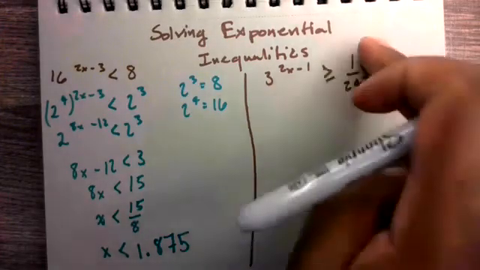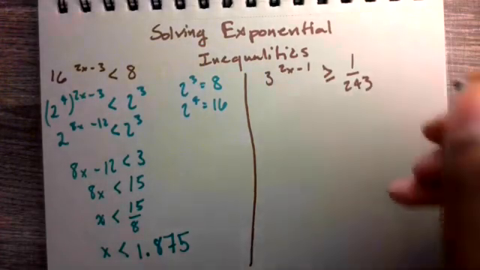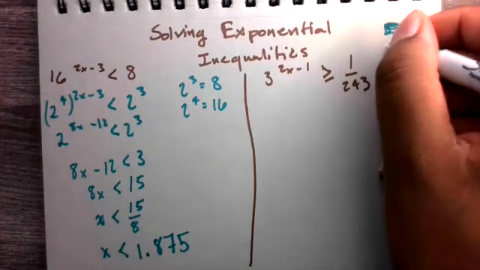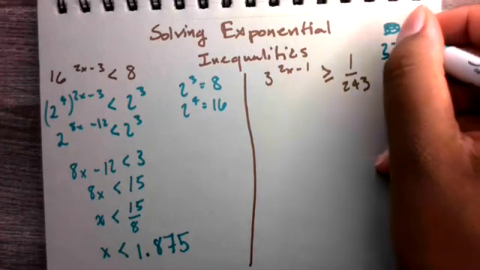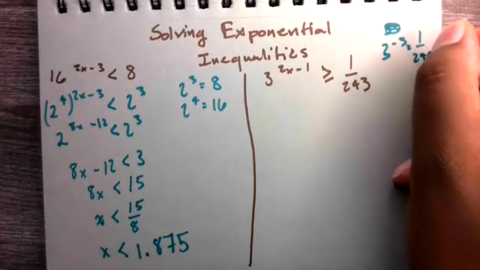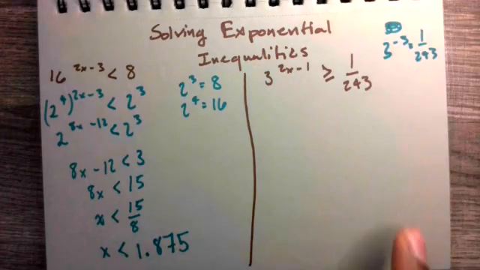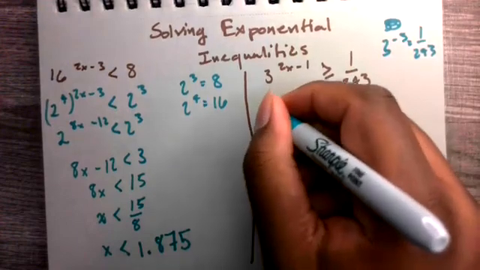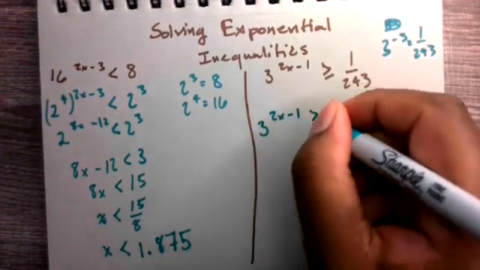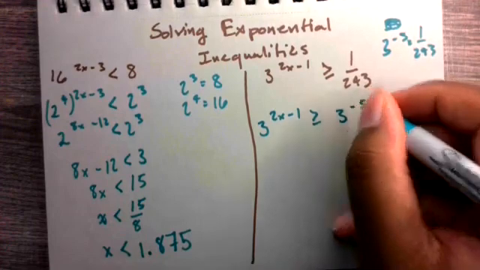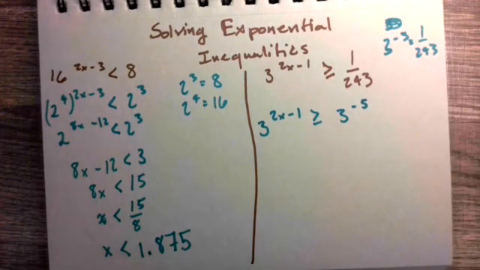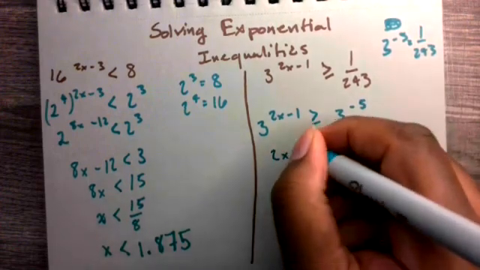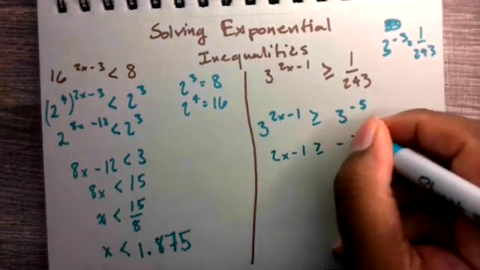But remember, it's 1 over 243, so it must be 3 to the negative 5. Okay, so now we're going to just replace this with 3 to the negative 5. So we've got 3 to the 2x minus 1 less than or equal to 3 to the negative 5. All right. So now, I mean, it's real simple. We can just set these exponents against each other. So you get 2x minus 1 greater than or equal to negative 5.